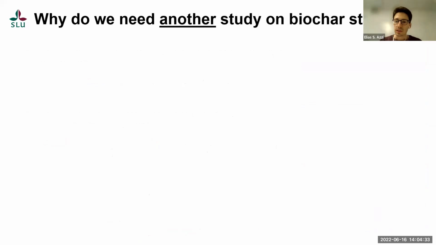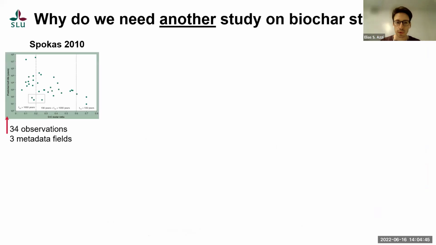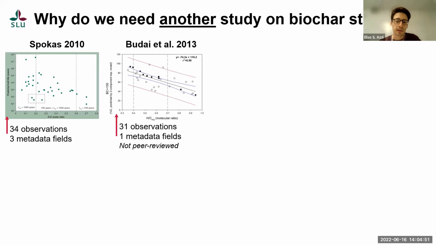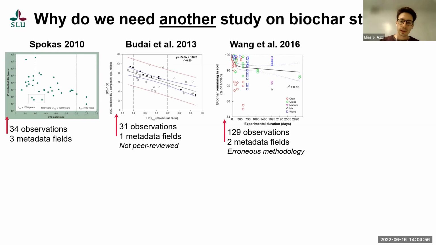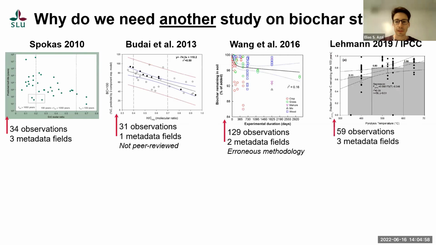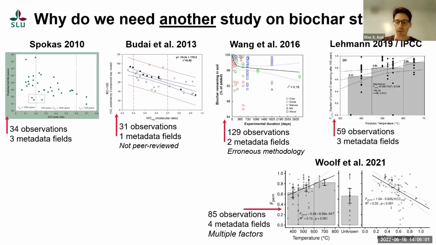But why do we need another study on biochar? Of course, many others have published on stability before. There have been reviews, but also quantitative studies and models to estimate stability. One of the first was in 2010 with 34 observations. Then we had Budai and colleagues for the International Biochar Initiative with another study. Then we had a meta-analysis from Wong, and then Lehmann in the IPCC published another one. And more recently, Wolf and colleagues published another one, with a different number of observations over time and different amounts of metadata.